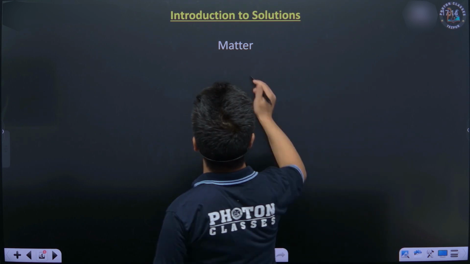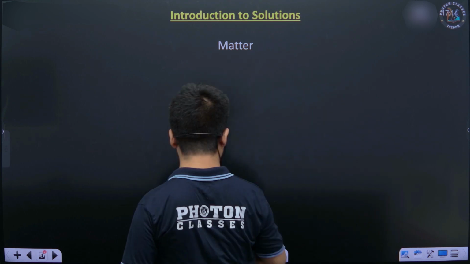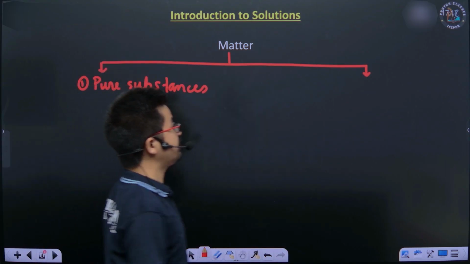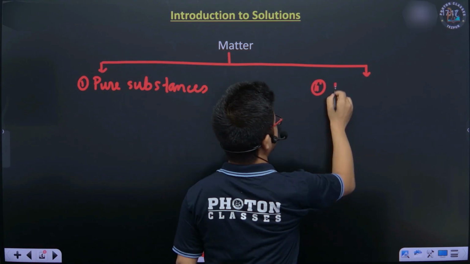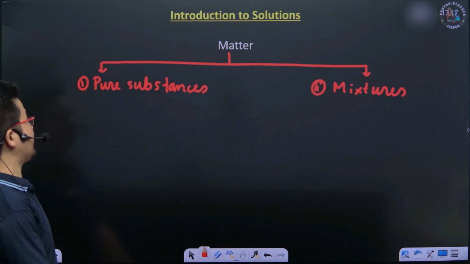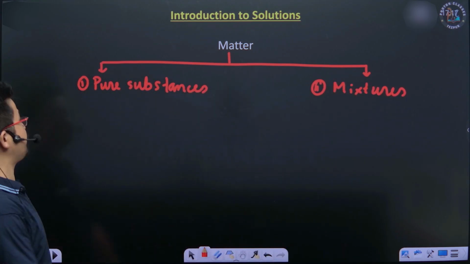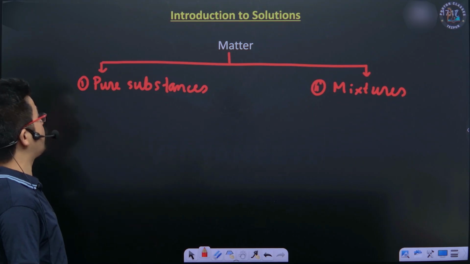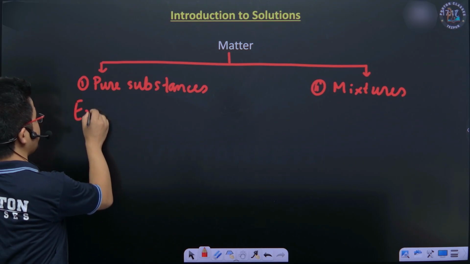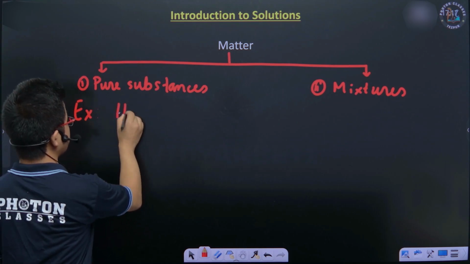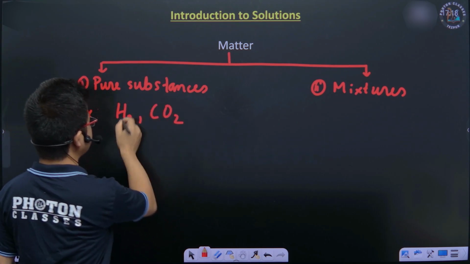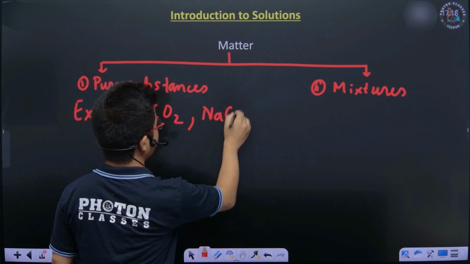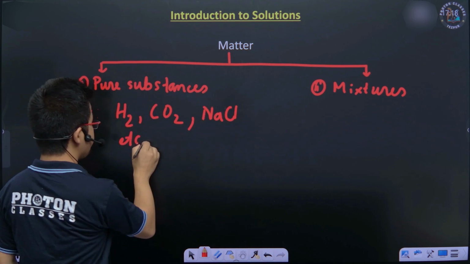On the basis of composition we can classify matter into two types. The first one is pure substances, the other one is mixtures. You know what a pure substance is, right? It is made up of only one kind of element, or only one type of compound or molecule. You have already studied examples of pure substances: H2, CO2. This is a molecule, this is a compound. In that way NaCl as well.